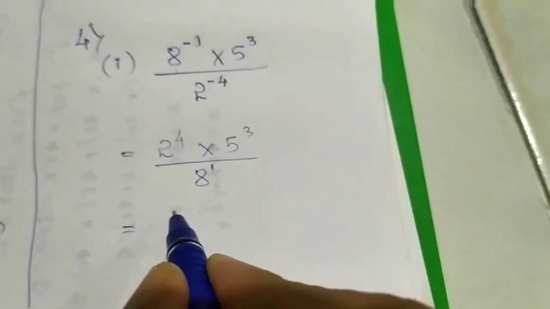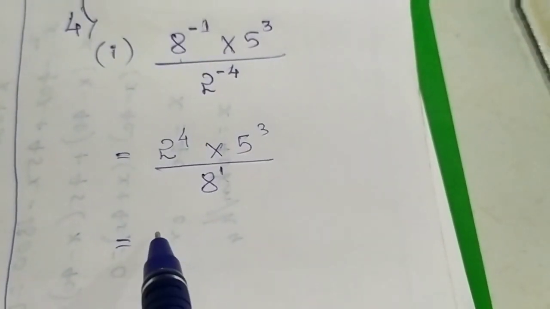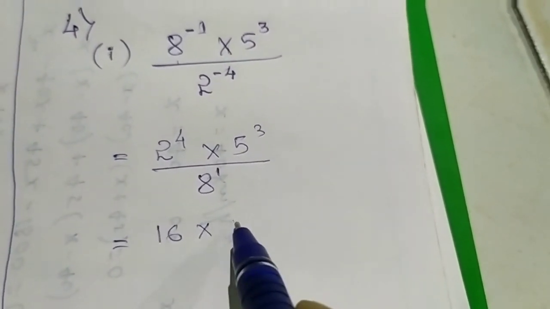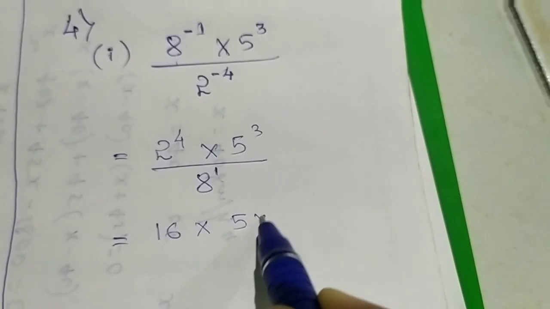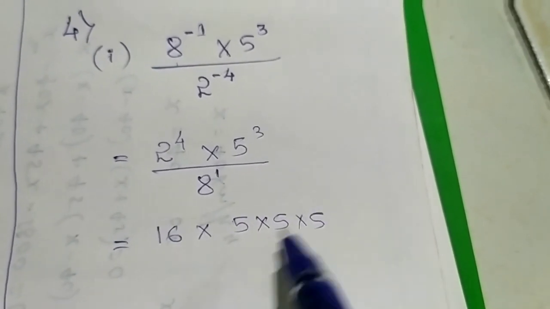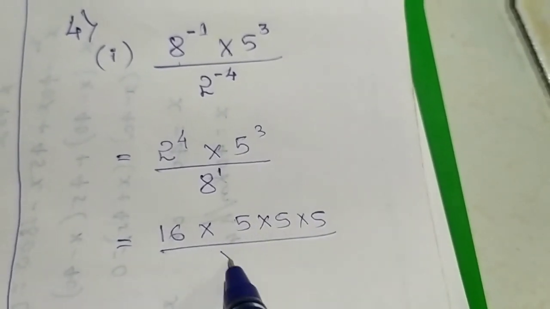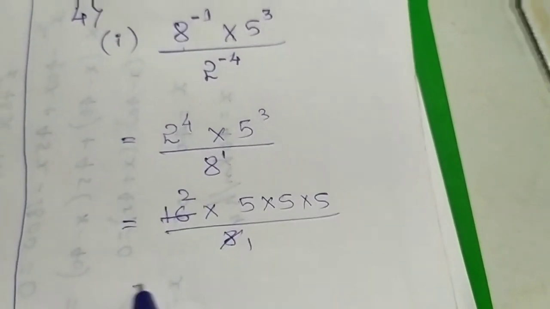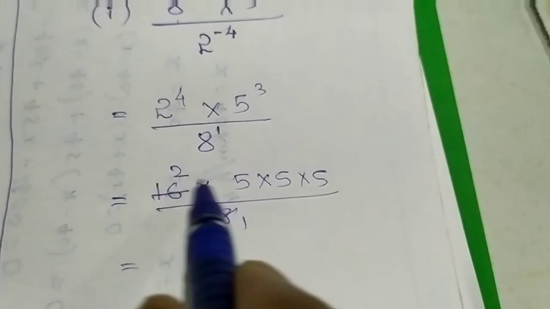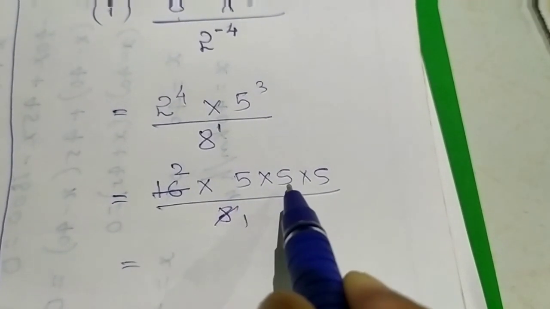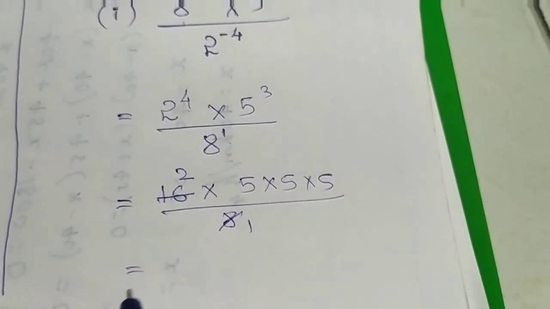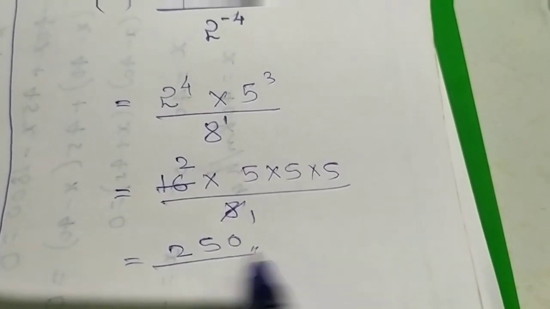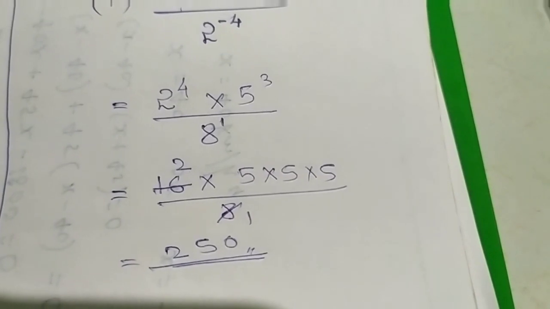Okay, so 2 power 4, what is 2 power 4, we just got that, that is 16, into 5 power 3. So how much will we get, 5 into 5 into 5, whole divided by 8 power 1, which means 8 only. So 8 ones are 8, 8 twos are 16. So now 2 5s are 10, 10 5s are 50, 50 5s are 250. So our answer will be 250.